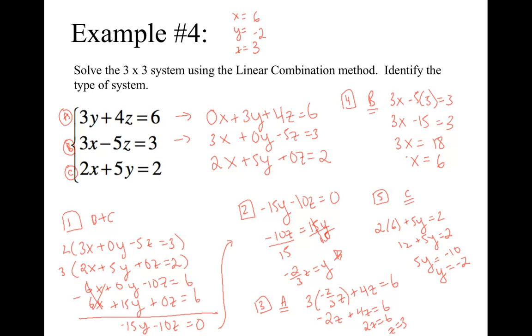Right? So had I taken z right here and plugged it in, 3, I would have gotten 3y equals negative 6. 6 minus 12 is negative 6. And oh, look, I still would have gotten negative 10. So my solution is 6, negative 2, 3, x, y, z. And this is an independent system.